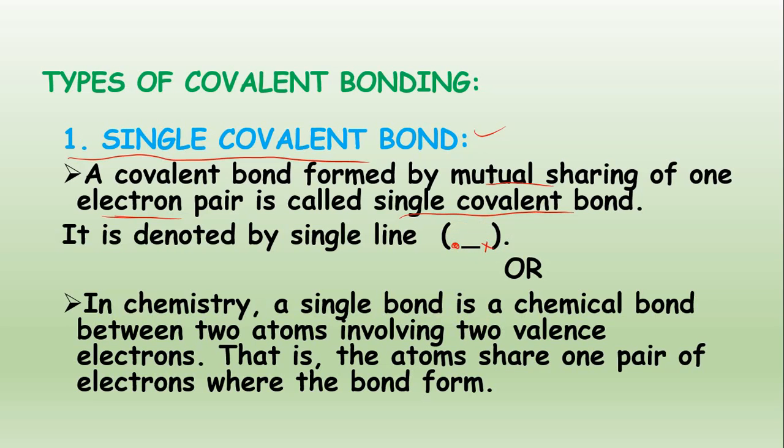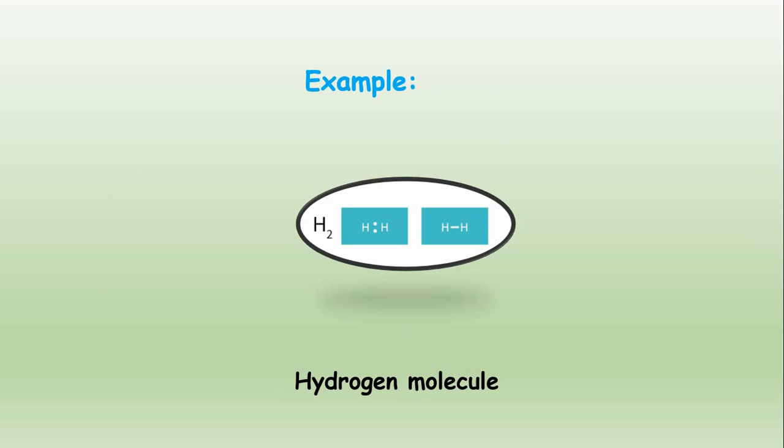In chemistry, single covalent bond is a chemical bond between 2 atoms involving 2 valence electrons, as I have just told you. That is, the atoms share one pair of electrons where the bond forms. Now look at the example, it will be very much clear.